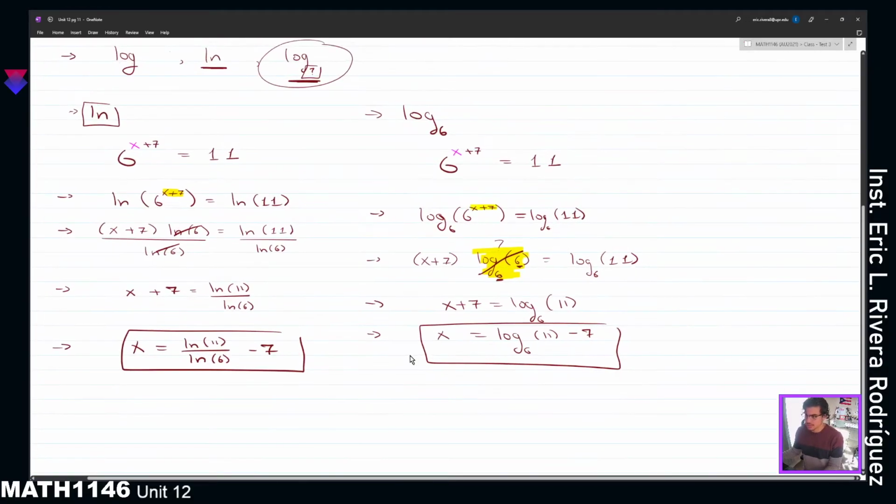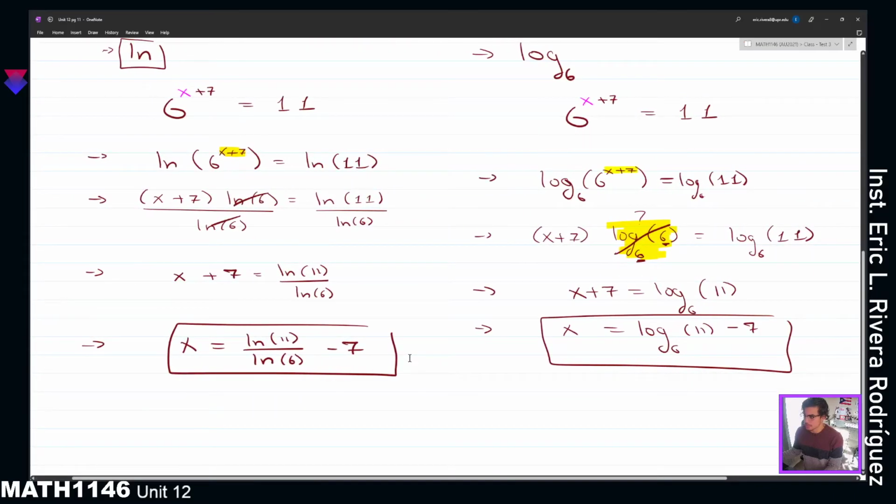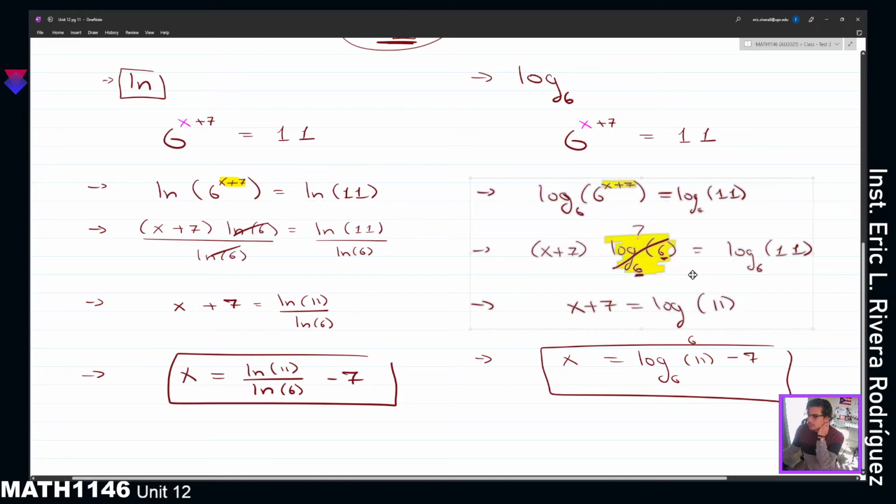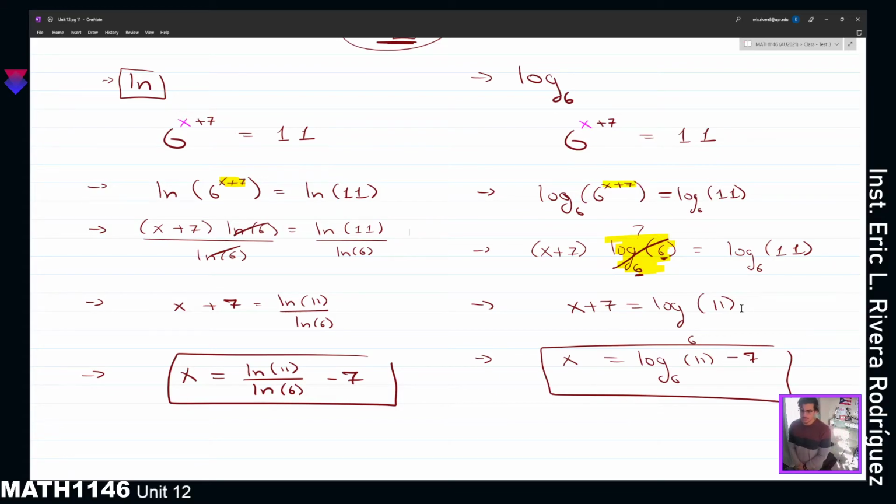And let me put this side by side so you can compare what's happening here. Maybe this goes up. Okay, and there you have it side by side, the two methods. The solution is exactly the same. Using the calculator, you can check that they are exactly the same.